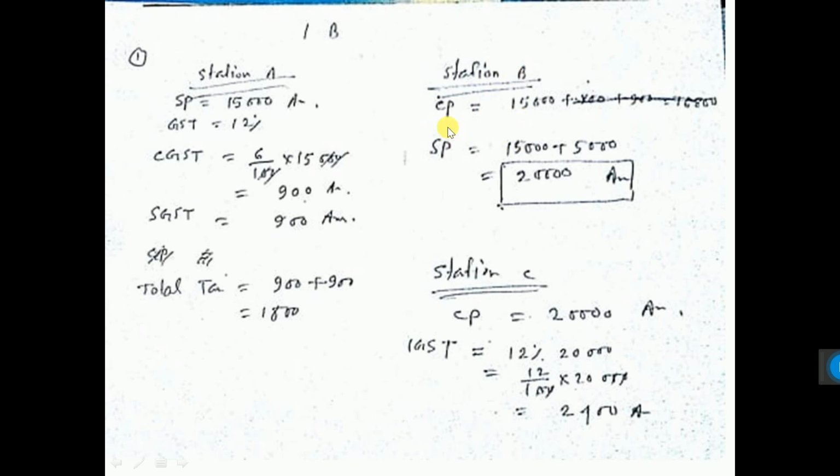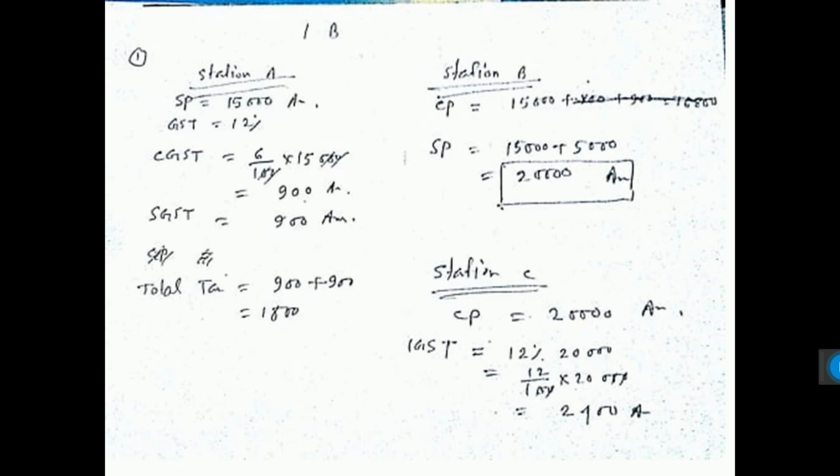Now station B, CP will be 15,000, SP will be plus 5,000, because station B made a profit of 5,000, so you have to add. This is the SP of station B. Next let us go to station C. Station C, CP will be the SP of station B, because station B sold and station C purchased. So this is the SP and the same amount will be the CP of station C.